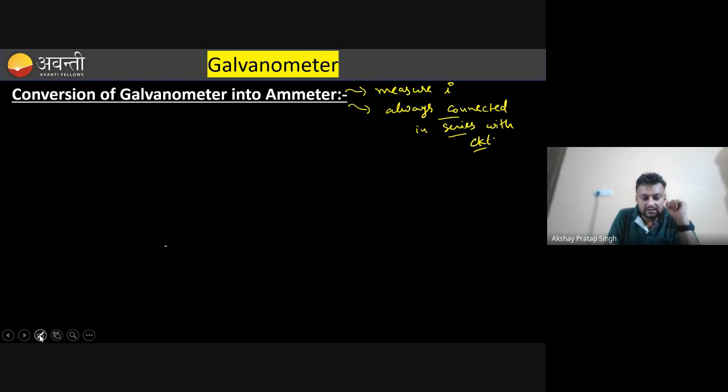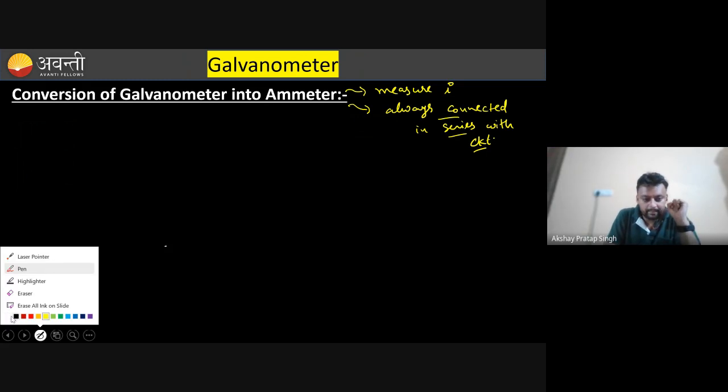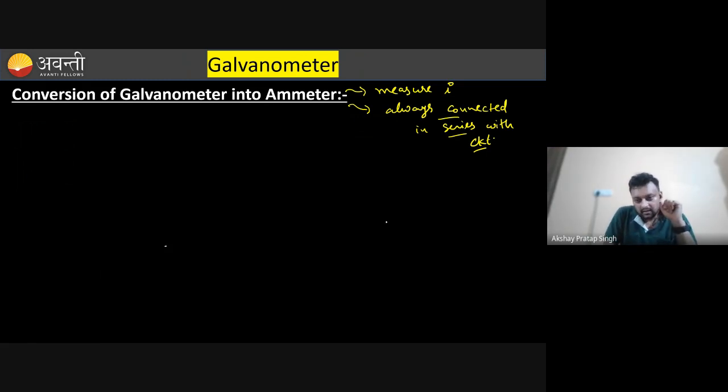Now, consider the situation I am describing. Let's suppose this is a resistor. This resistor is a part of a circuit and has some resistance R. Try to be interactive, say yes, no, whatever, and you want to measure the current in it.